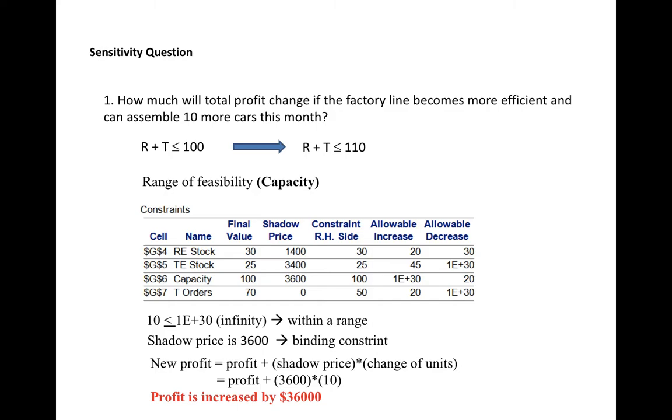Now, the new profit can be computed with this formula. Our profit is going to change by the shadow price multiplied by the change in units. The profit is increased by $36,000.